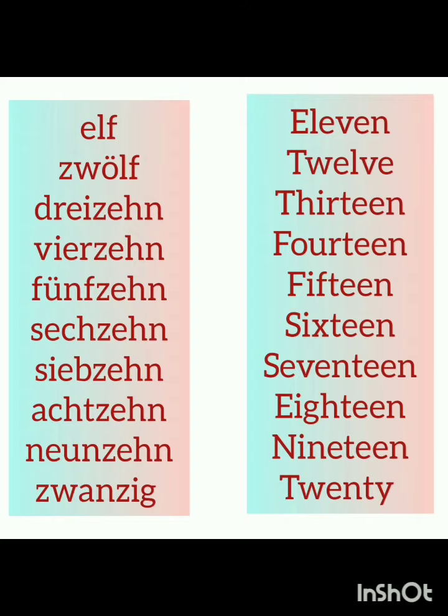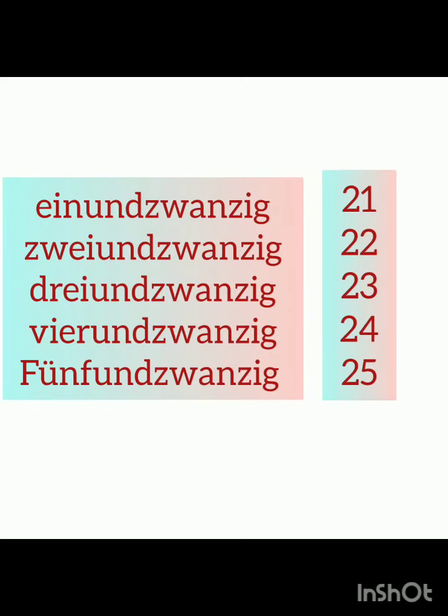in German. If 21 is the number, the method is the same, but there will be a word "und" between "ein" and "20". So 21 is 21, respectively 22, 22, 23, 23, 24 is 24, 25 is 25.